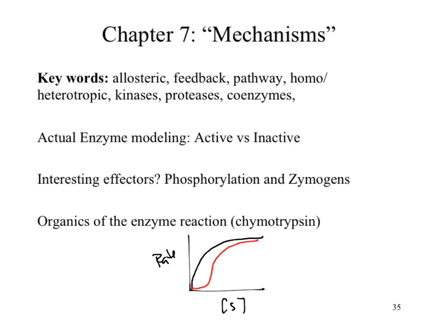So the black one was our standard, typically referred to as our Michaelis-Menten kinetics. The red one is our sigmoidal shape, which you guys have already seen, referencing allosteric control. And remember when we talked about allosterics, it could be an inhibitor and it could be an activator, so it can change how the reaction works. Okay?